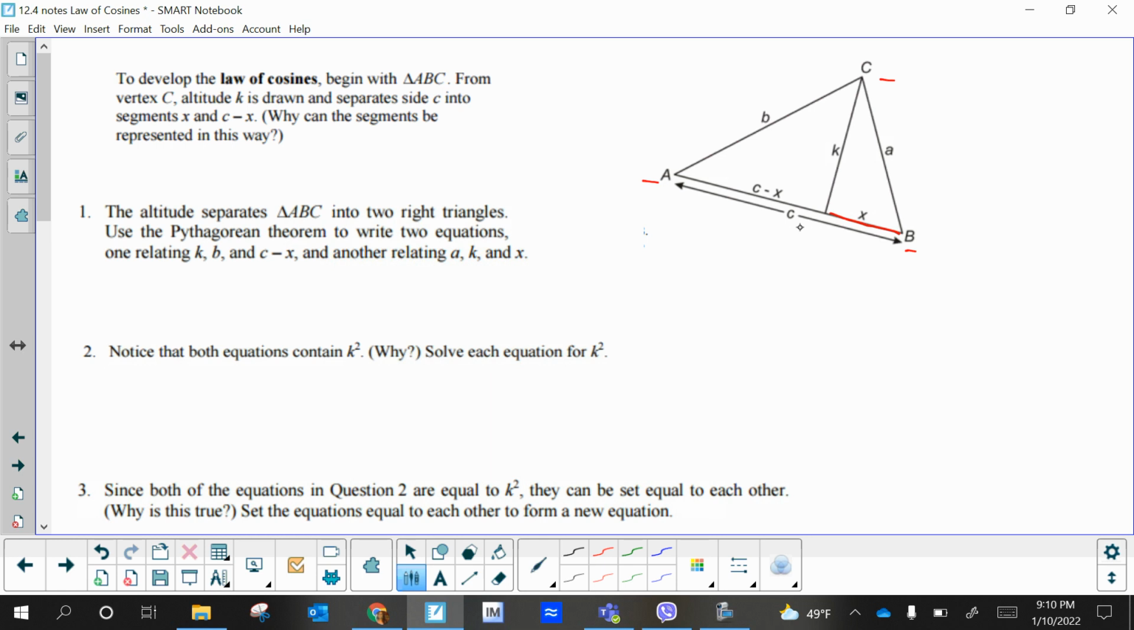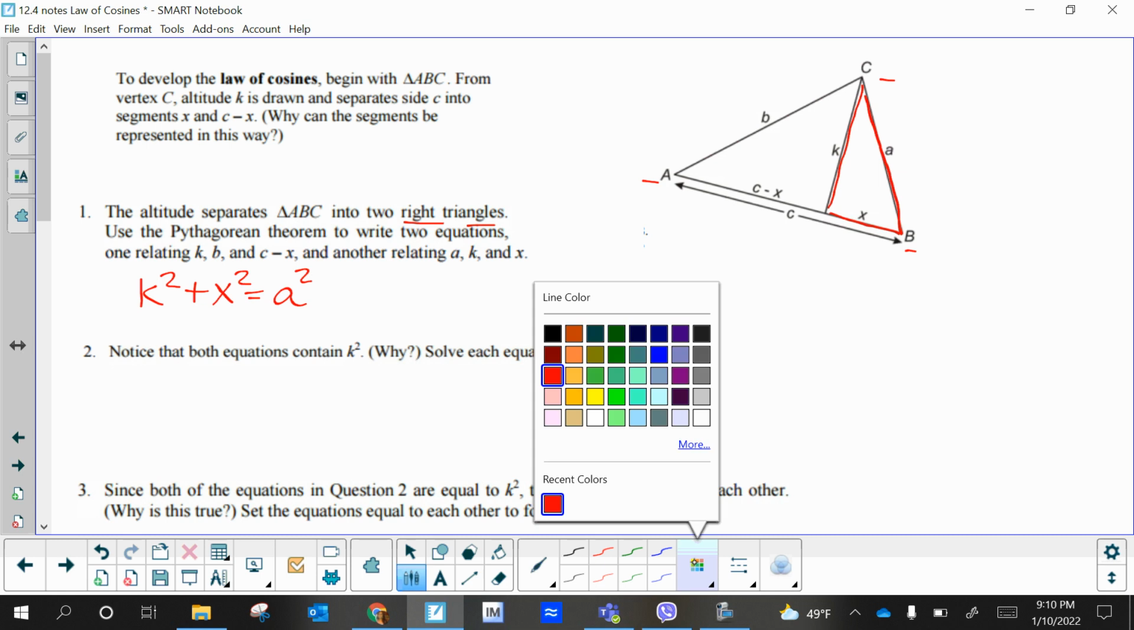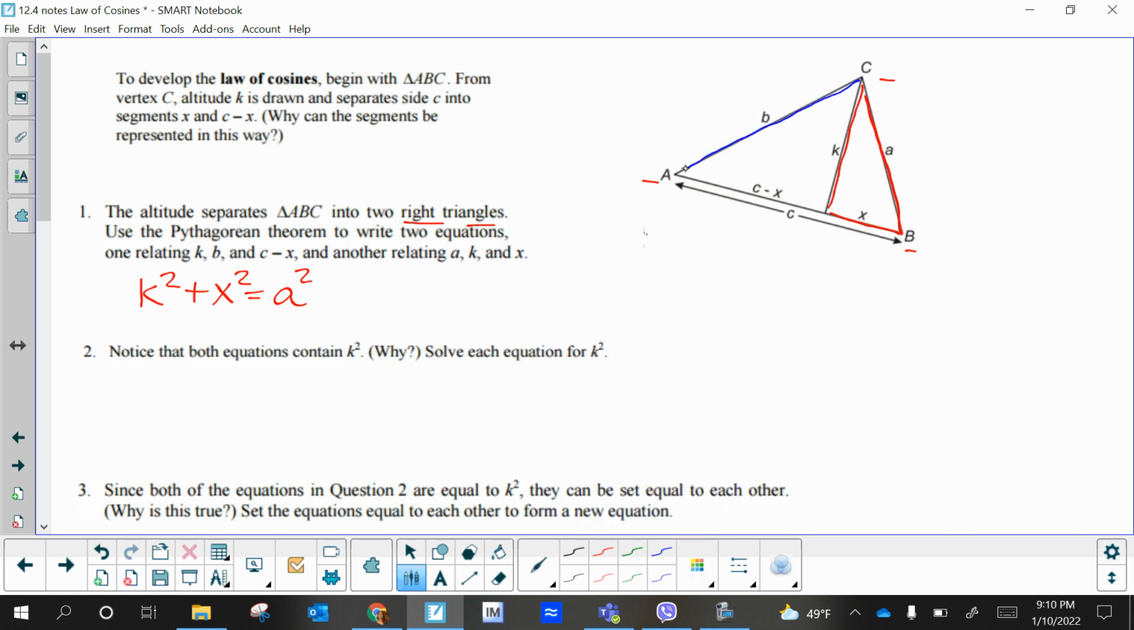So the first thing, in step one, it says the altitude separates triangle ABC into two right triangles. Therefore, we're going to use the Pythagorean theorem to write the two equations out. I'm going to say this is the red triangle over here. I'm going to write that one out. And so we have k squared plus x squared equals a squared. Then the other one I'll just say is the blue right triangle. So I'm going to use the Pythagorean theorem to do that one. And this one will be k squared plus (c minus x) squared equals b squared.